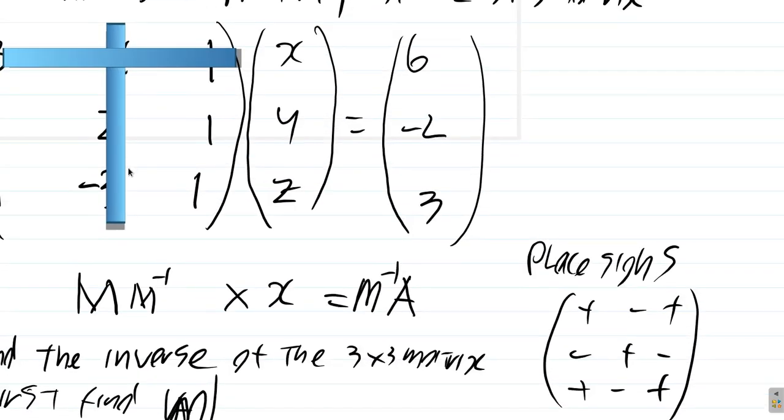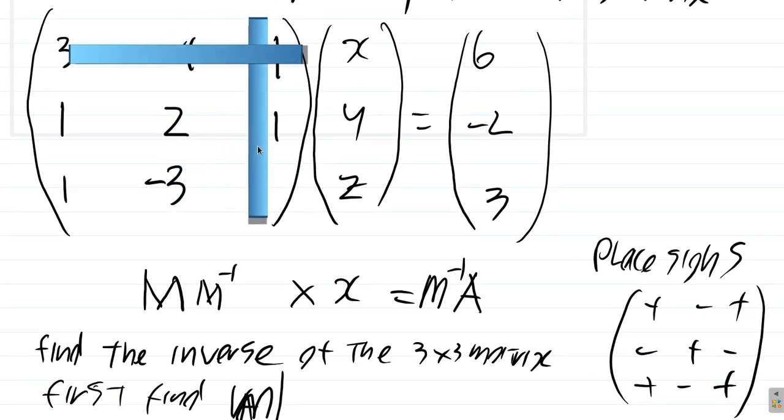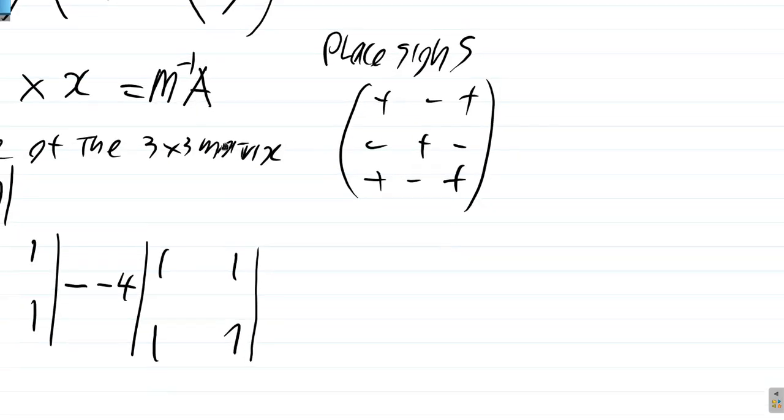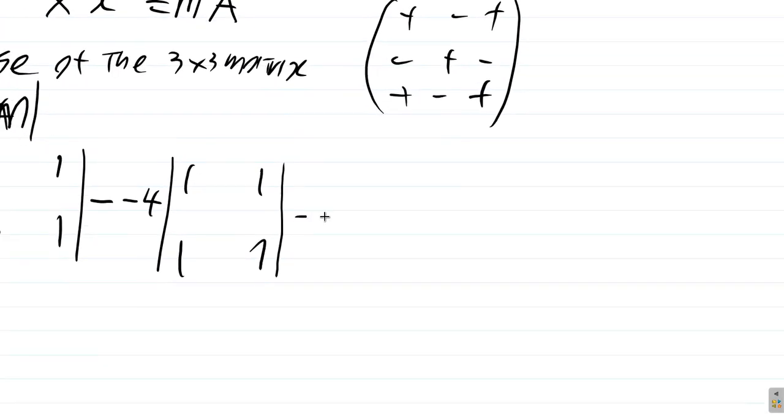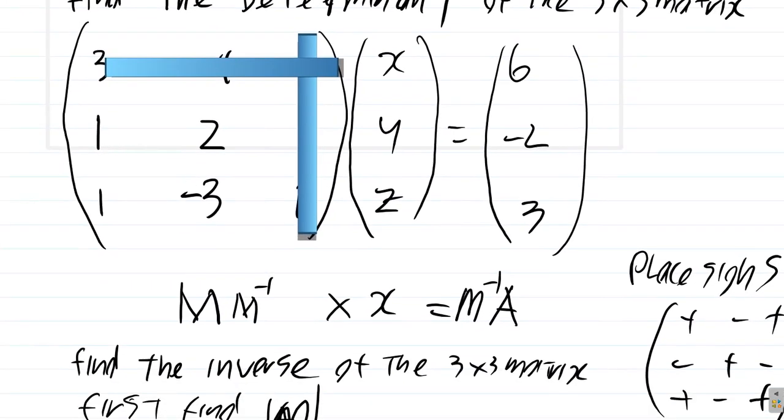And then here you have this 1 here, which will have a positive assigned to it. So it's plus 1 times this determinant. When you cover up the row and column with that 1, I see here 1, 2, 1, negative 3.